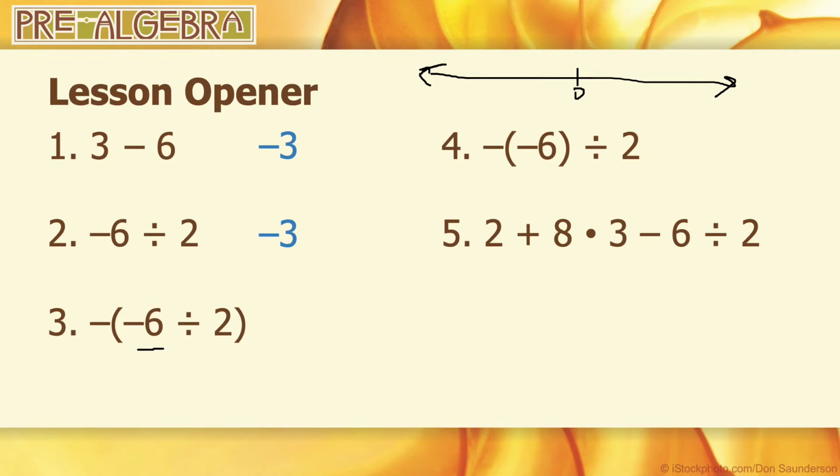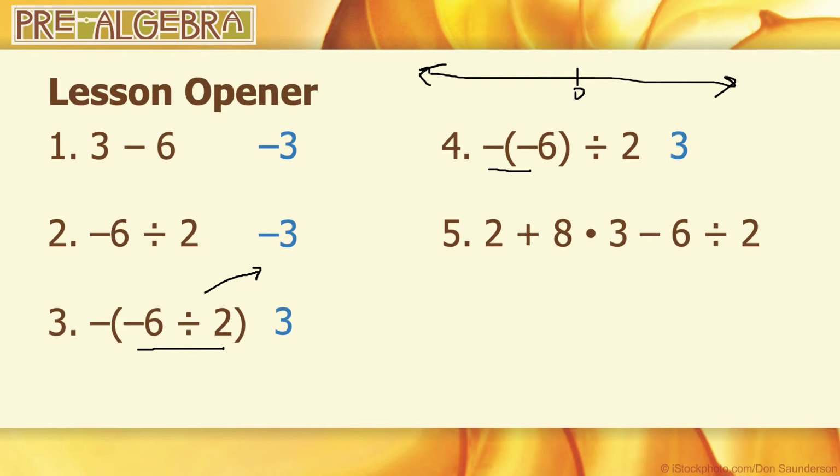Oh, number 3 has a few negatives. So we're going to do this first, which was up here. So it's -3. And then over here we have that negative, so that makes it positive. We have +6 divided by 2, which is 3. And then we have this mess.